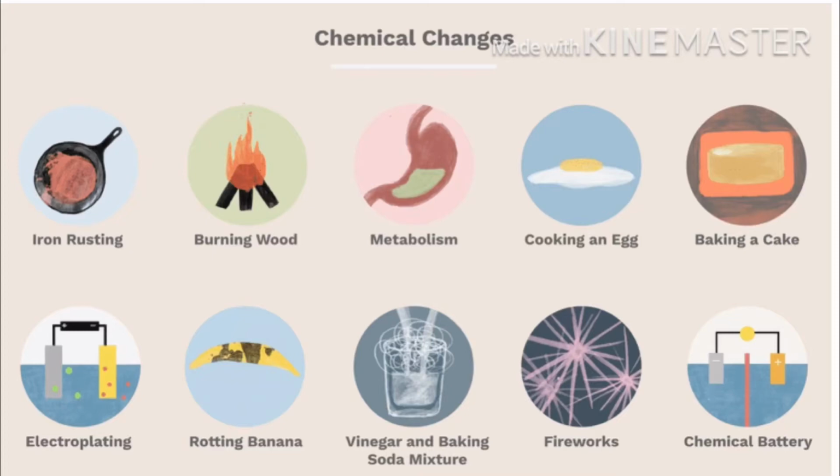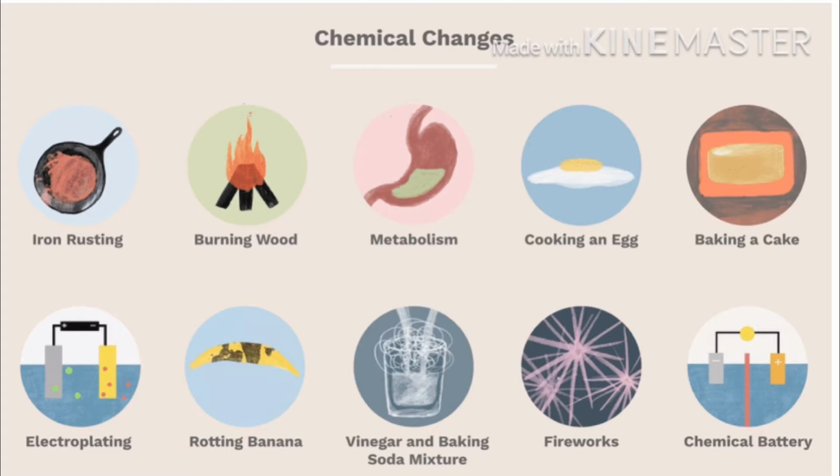Students, today we are going to read about chemical changes. So first, let's see some examples: rusting of iron, burning of wood or paper, our digestive system, the digestion process, and cooking. These are all examples of chemical changes. So what happens in these chemical changes?